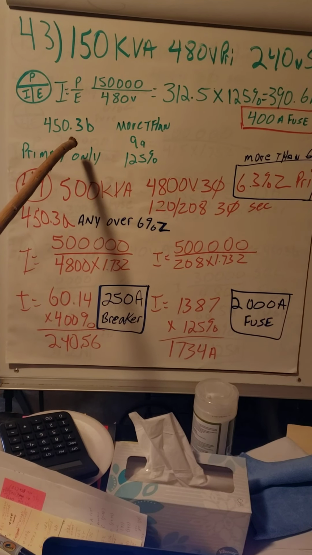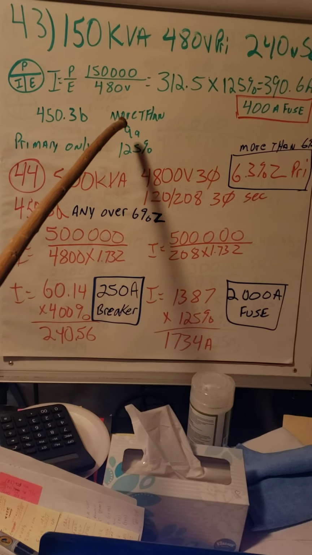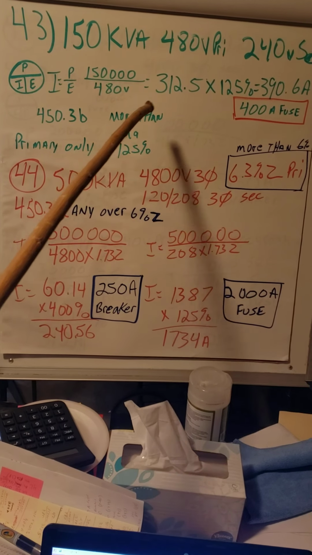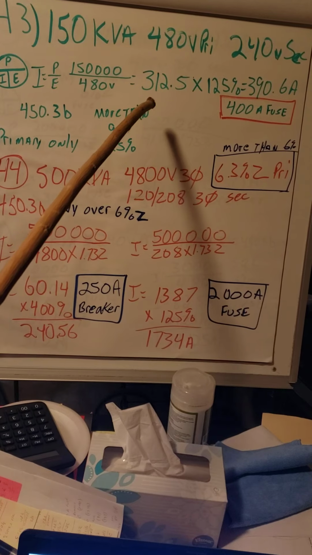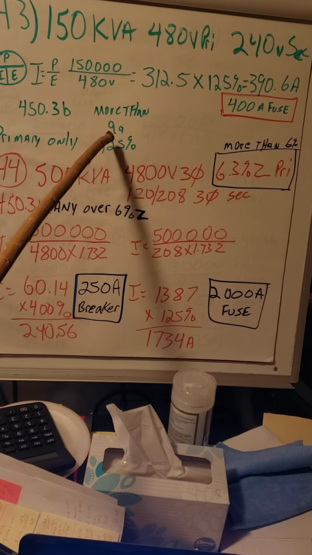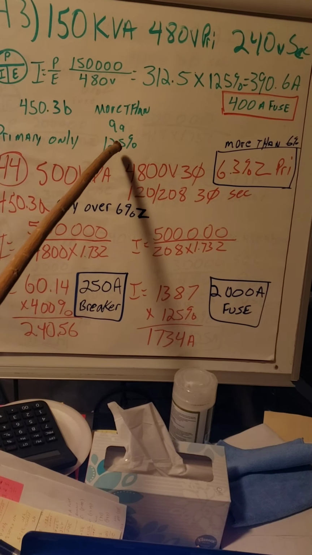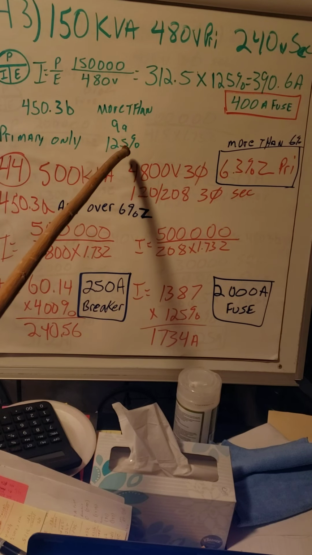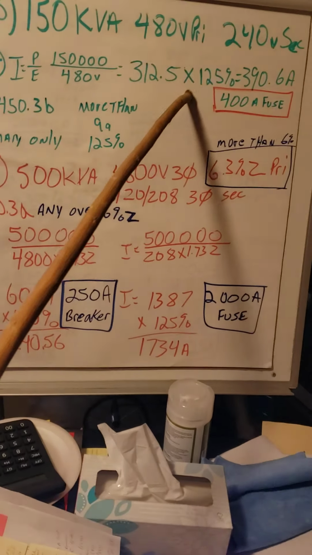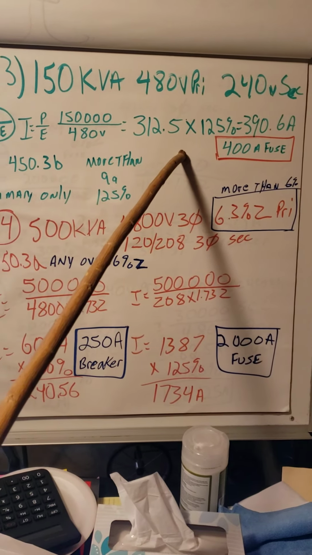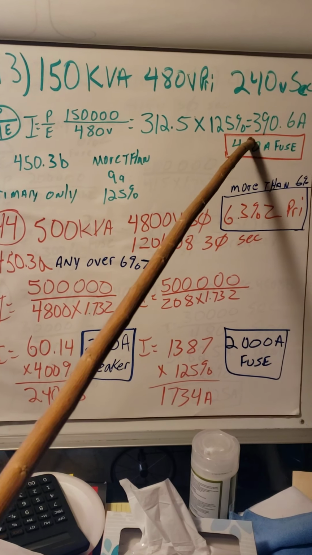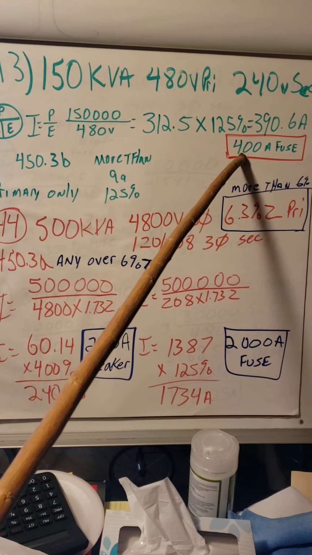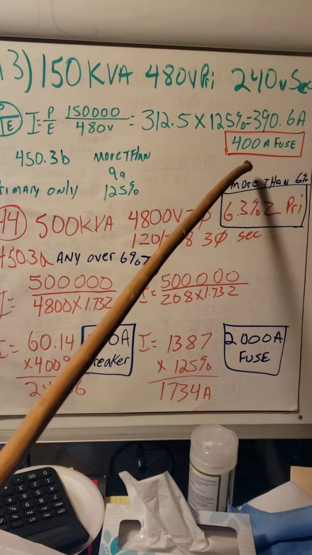From 450.3B, this is less than 1,000 volts, so I got 312 amps, so that is more than 9 amps. My multiplier is 125%, so 312.5 multiplied by 125% gives me 390. The next fuse size up is 400 amps.